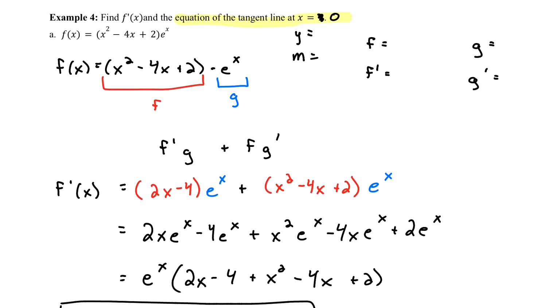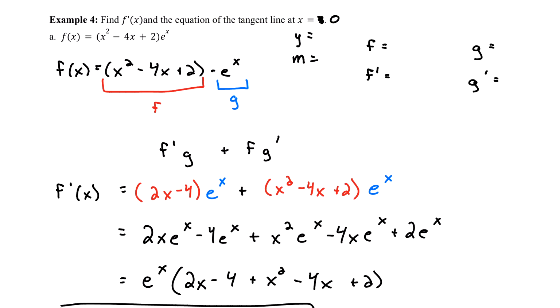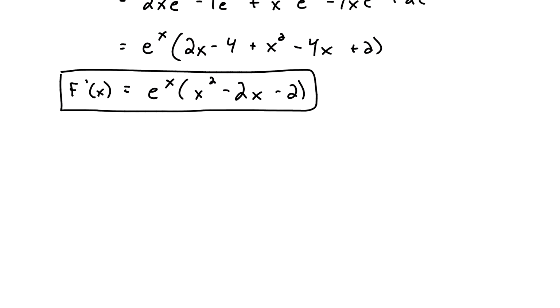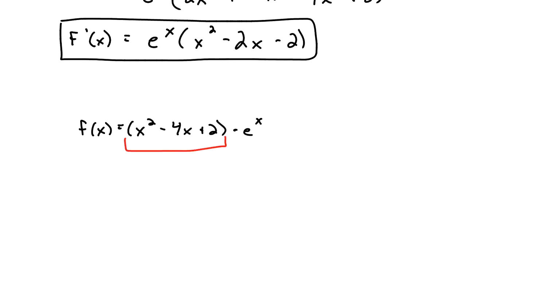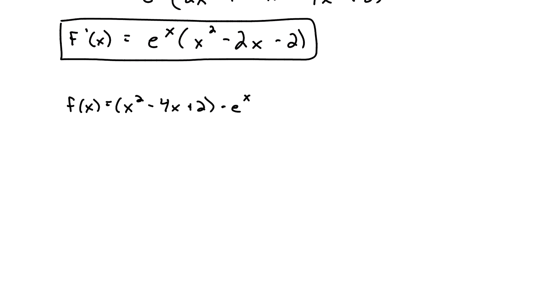To find the y value, I'm going to look at my original function, f of x. So to find the y value, I'm going to plug x equals 0 into f of x. So I'm just going to copy this function down so that I have it in front of me. I don't make any silly mistakes. So here's my function f of x. And I want to plug in, we said that the point that was given to us was x equals 0. So I'm going to plug 0 into this function. So y is equal to f of 0.